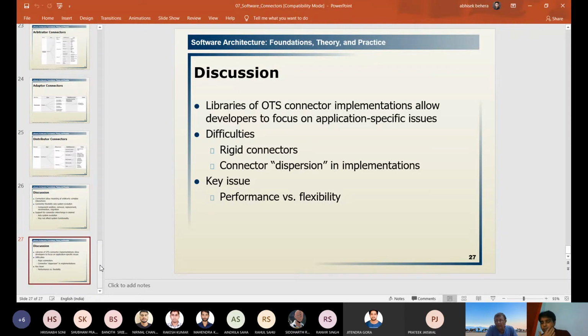Sir, chapter 7 completed. Yes, sir. Okay, 27 slides. Very important chapter. Chapter 7 is very important. In our software architecture portion, this connector plays the most vital role.